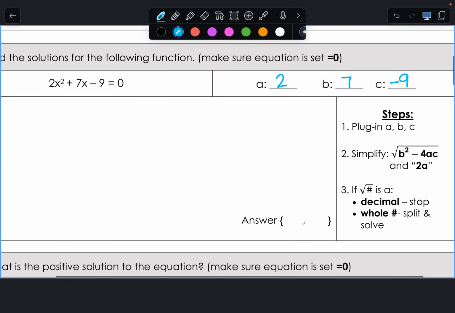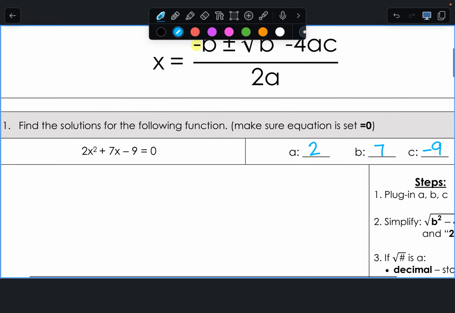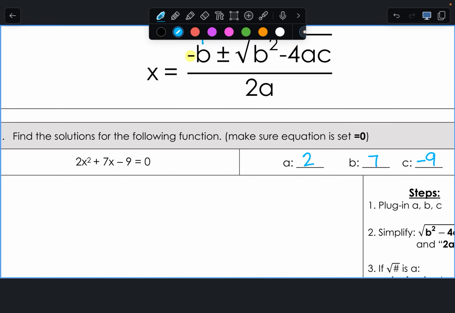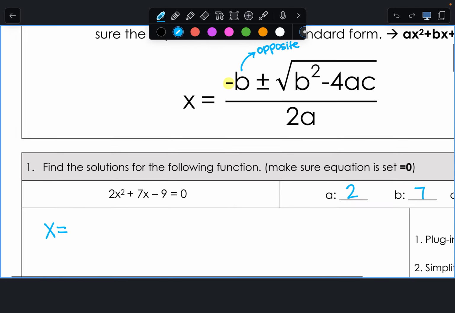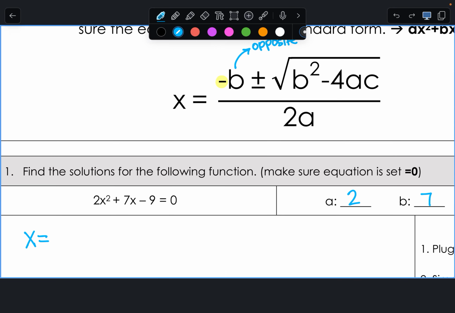I have the steps laid out on the side for each and every problem, so you don't have to be flipping back and forth. The first step is to plug in A, B, and C. So I'm going to write my x equals. Since we already have the formula written up here, I'm not going to rewrite the formula. The first thing I plug in is the opposite of B. So if B is 7, the opposite would be -7 plus or minus. Then you draw a really long square root symbol.